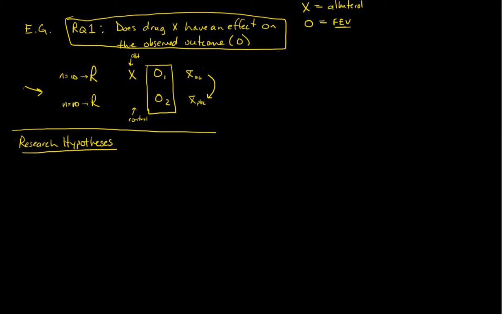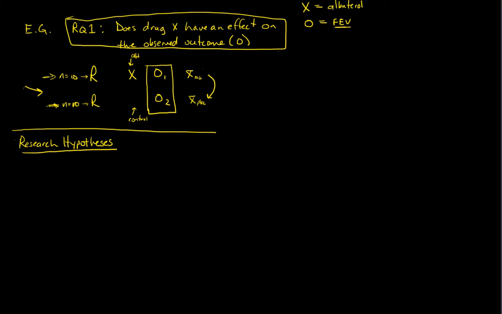Okay, so building off of this previous example, what did we have? We were asking the research question, does this drug X, and this drug was albuterol, have an effect on the observed outcome? We said, what is the outcome? Well, it's this forced expiratory volume measure here. And we randomly assign individuals into getting the albuterol here in this top row, and then we randomly assign some folks to get a placebo down here in this one.